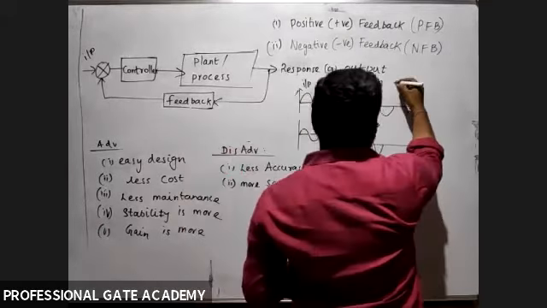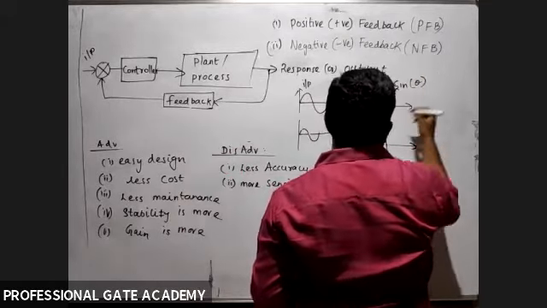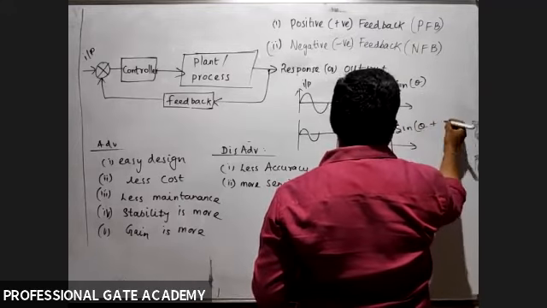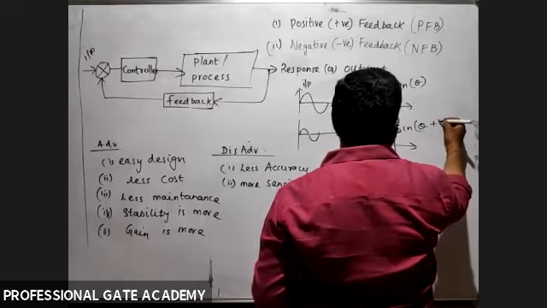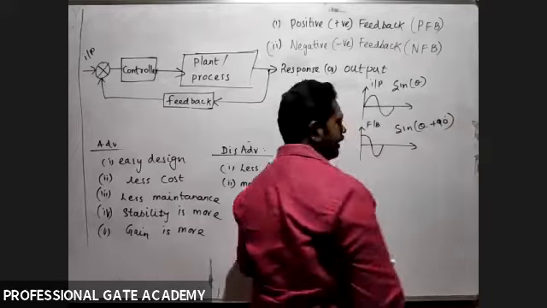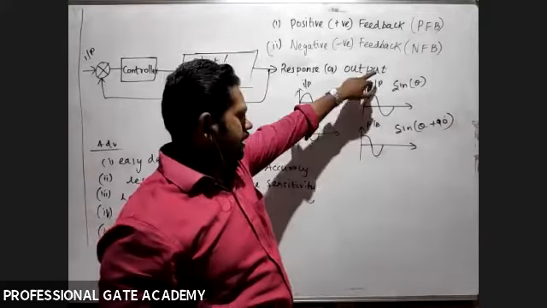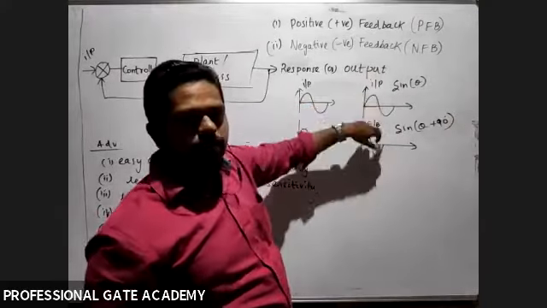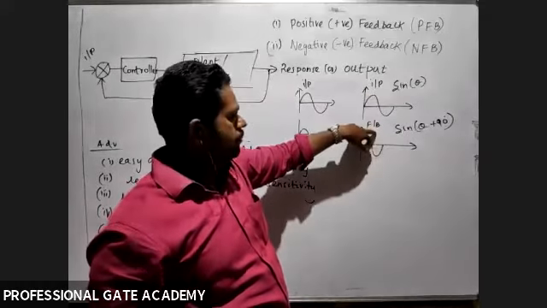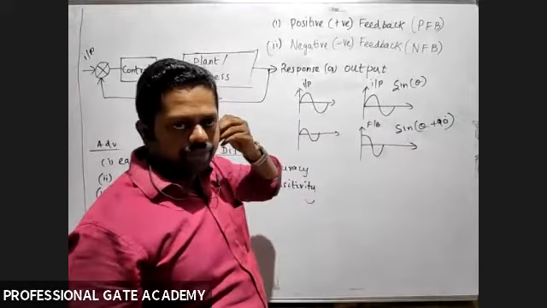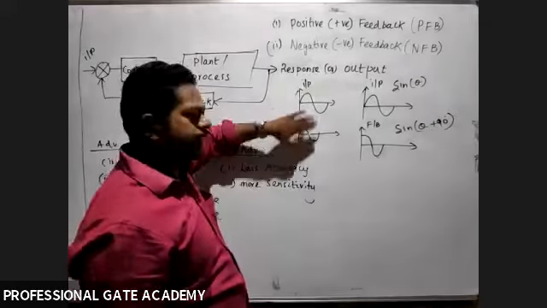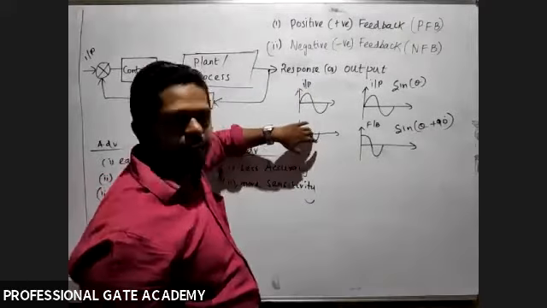Suppose this is sine theta, and here sine of theta plus some degree, say theta plus 90 degrees. Now here, are the input and feedback in phase or out of phase? Here it is sine theta, and here also sine theta. So input and output are in phase.